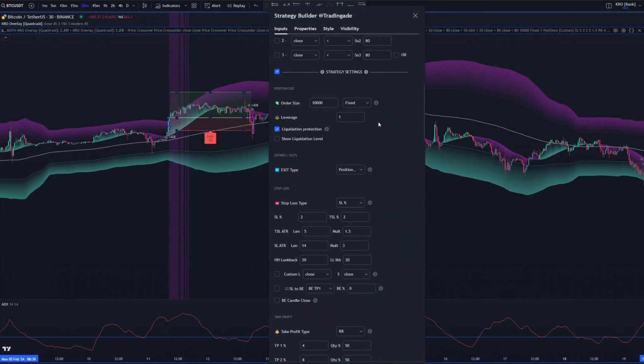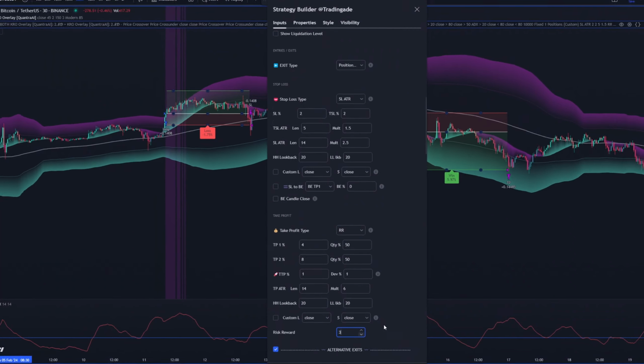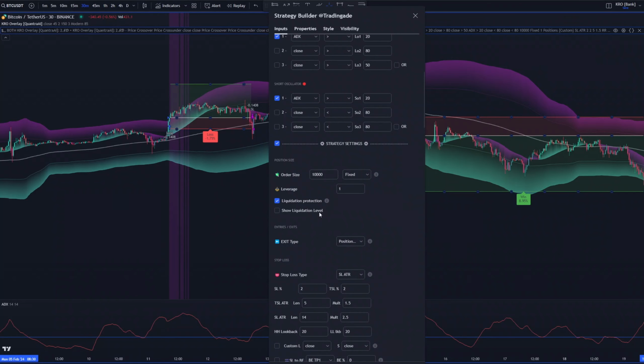Here we can set the position size. Now it's time to configure the exit rules. We will use the stop loss ATR, length 40. Here we change the multiplier from 3 to 2.5. And we will set a risk reward of 3. And we are good to go. Our strategy is ready to use.